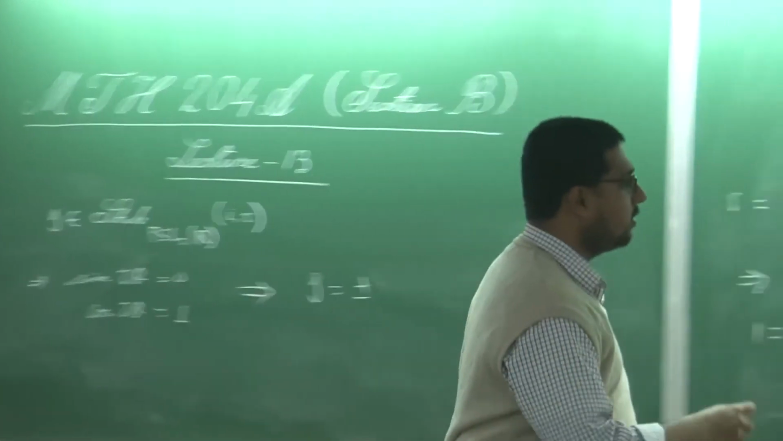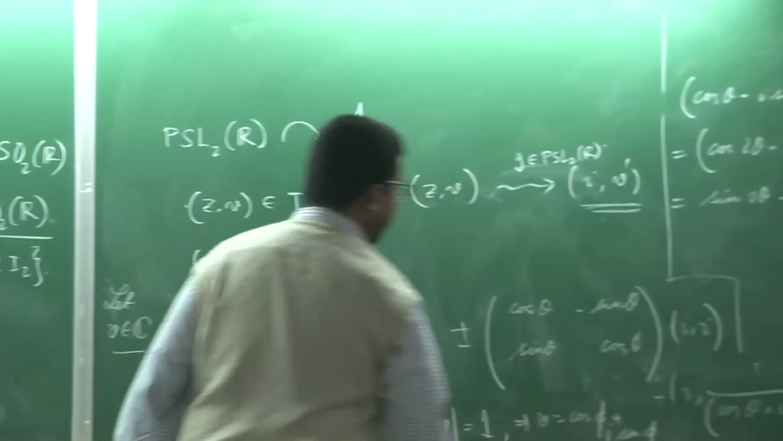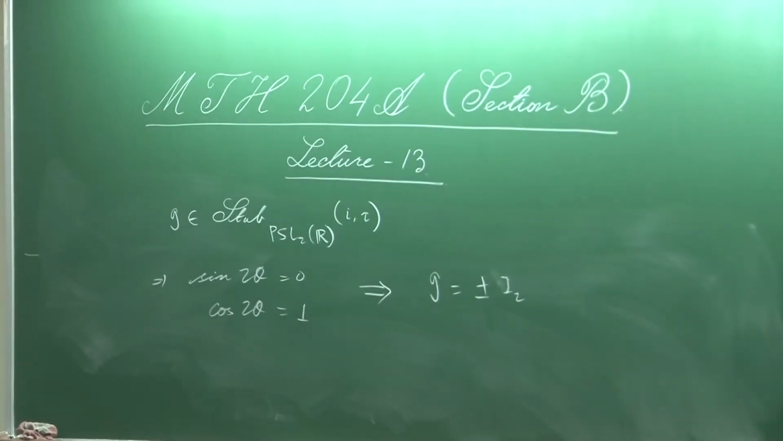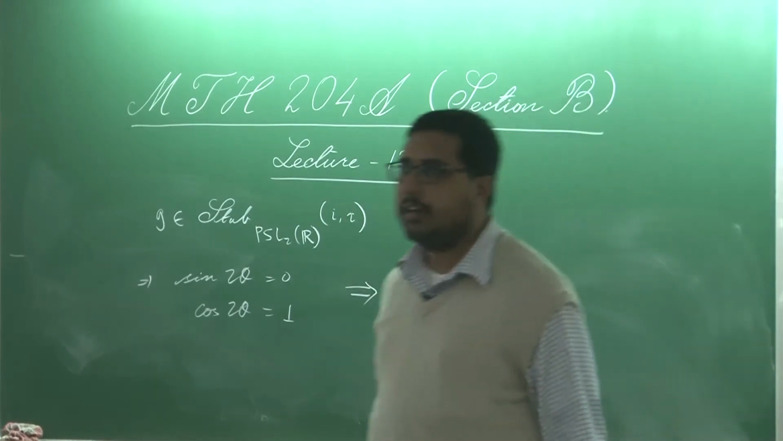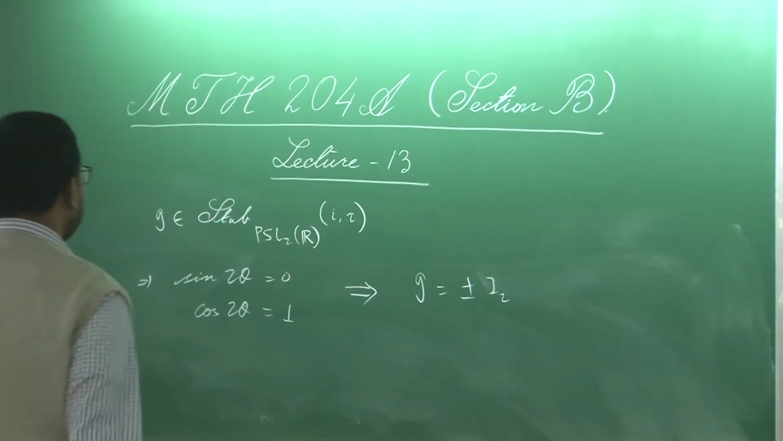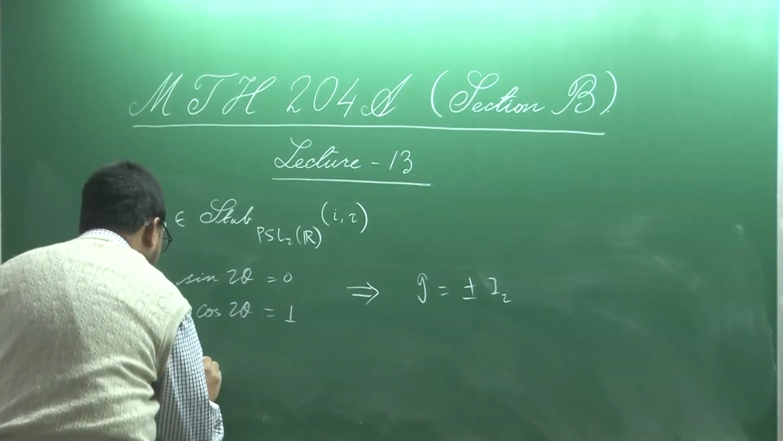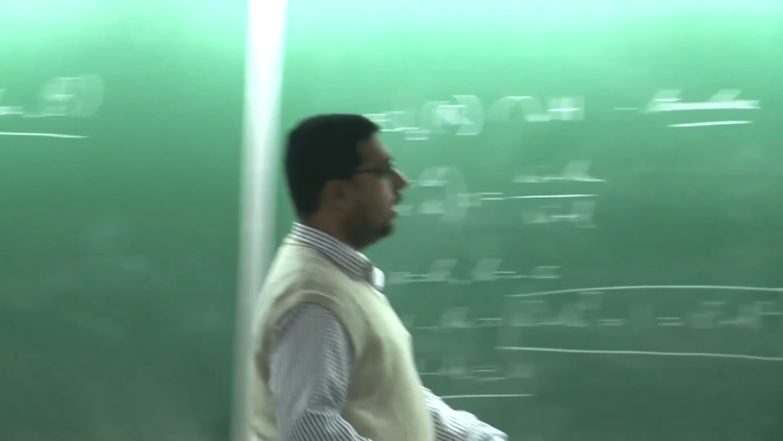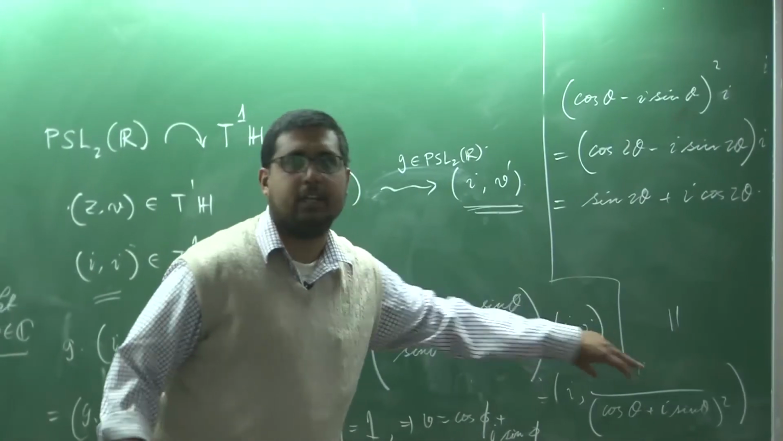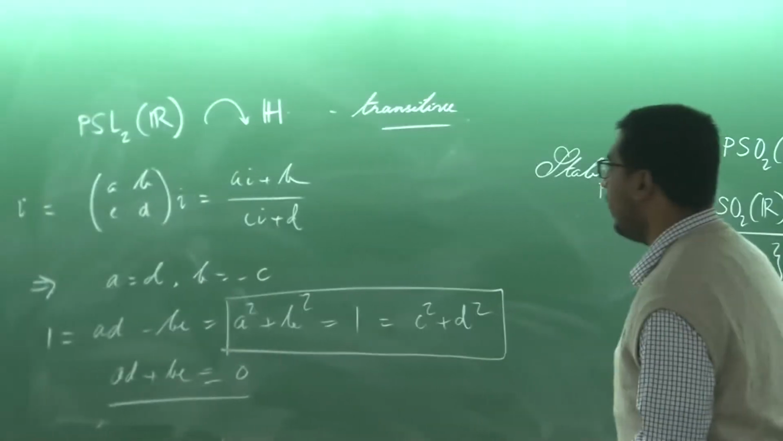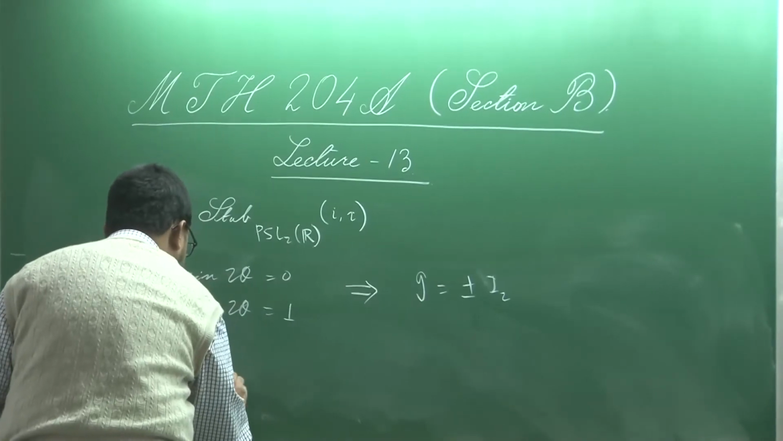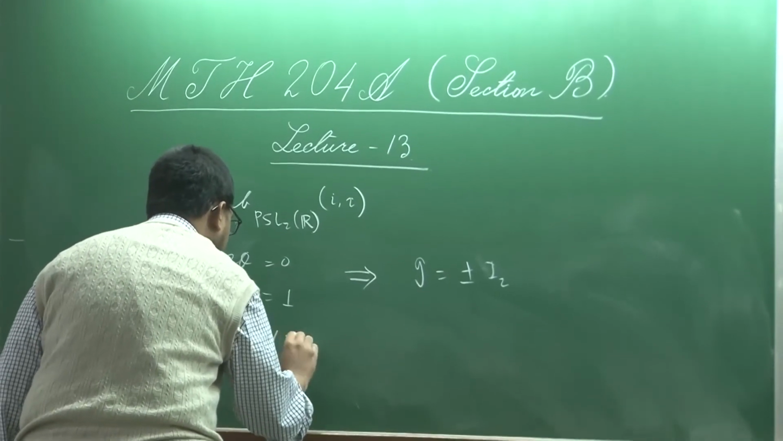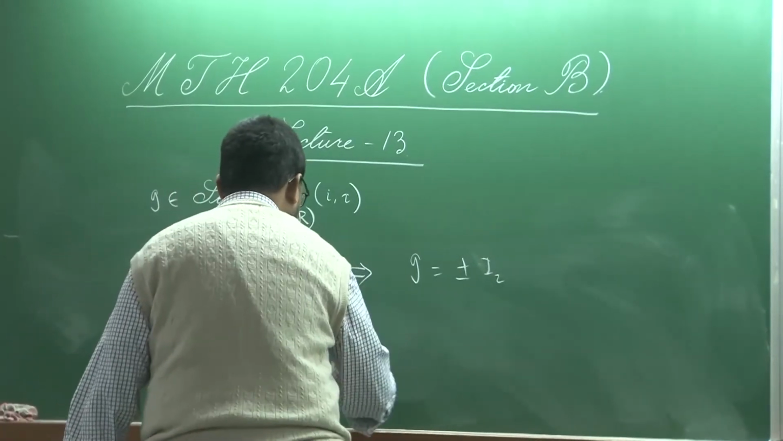If G is a matrix of this form, then it has to be either plus identity or minus identity. Inside PSL2 both of them contribute just the identity element. So, thus we see that if a matrix stabilizes (i, i), it has only two choices, plus or minus identity. Now coming inside PSL2, that becomes the identity element of PSL2. So, the stabilizer of (i, i) in PSL2R is just trivial.